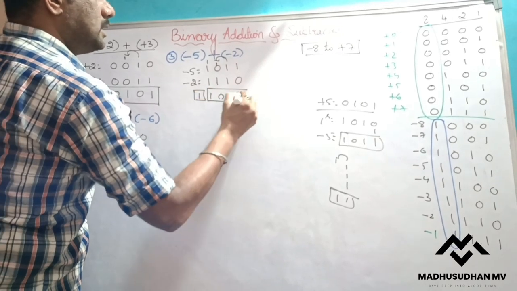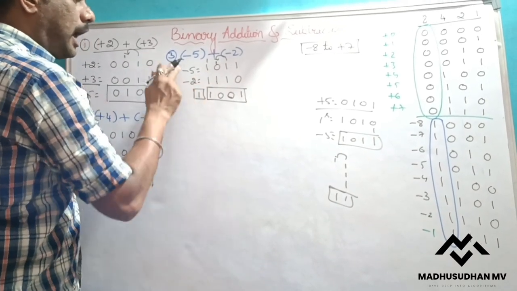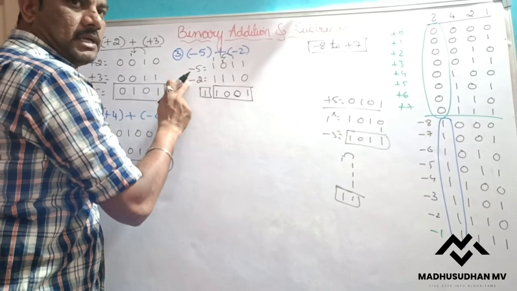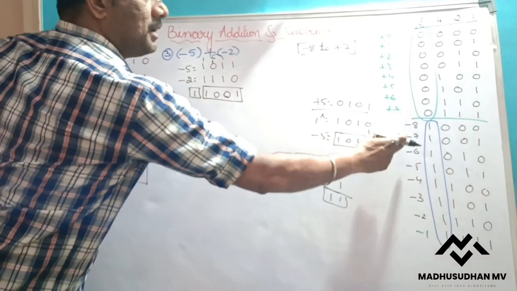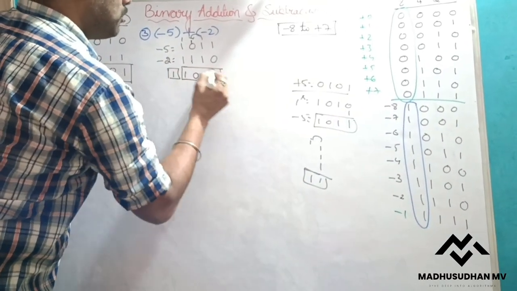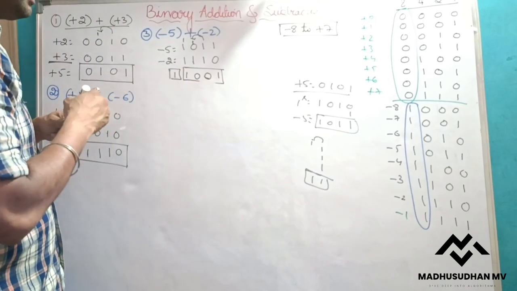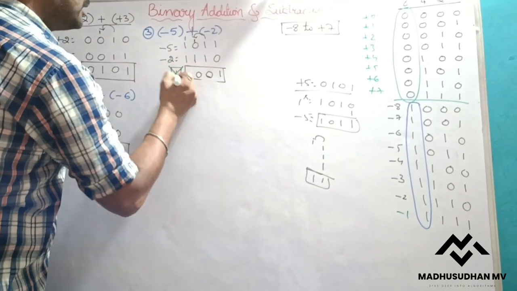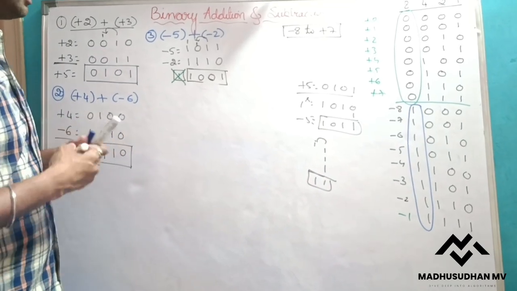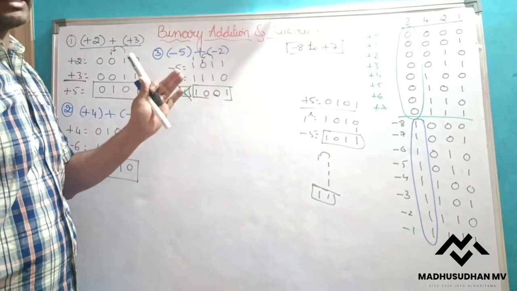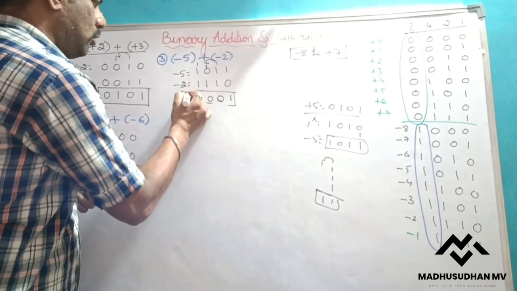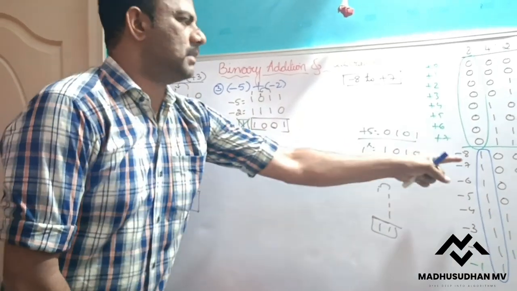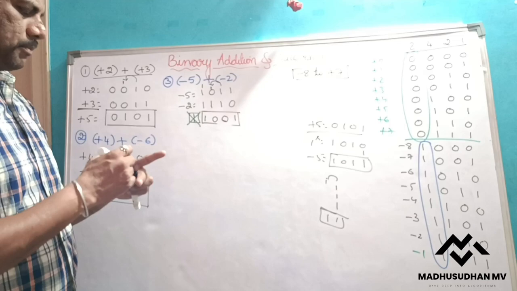So now this is the answer. Actually, I should get minus 7, if I add minus 5 plus minus 2. What is minus 7? 1001. But here, what to do with the carry? Whatever carry I got, I need to discard this carry. Why? Because if I include the carry, I won't get the correct answer. So whatever carry you got, you have to discard, because this is minus 7, 1001. Okay, this is the one problem.